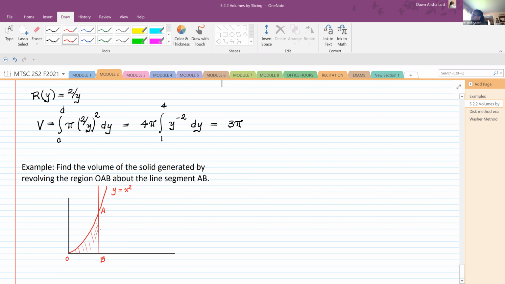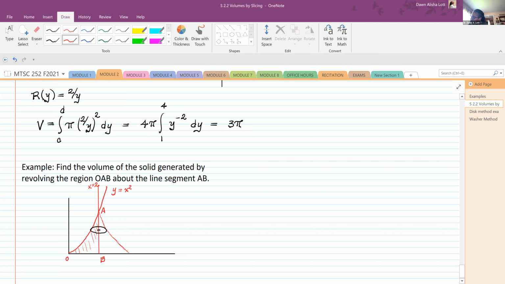And I'm going to revolve it about the line segment AB. So that means I'm going to take this, and when I revolve it, it's going to look like that. So therefore, this comes down like this, and it goes all the way to the ground. Okay. So this is the line x equals 2.